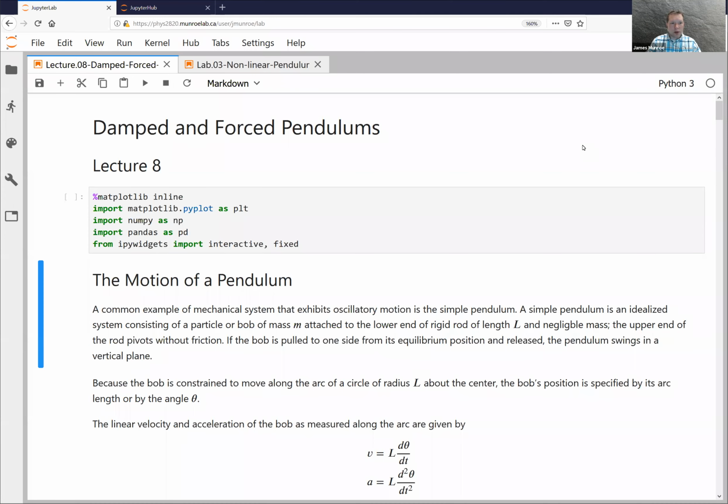Okay, good afternoon. Welcome to Physics 2820, Lecture 8. Today we're going to continue to talk about oscillators, but specifically pendulums as a form of an oscillator.